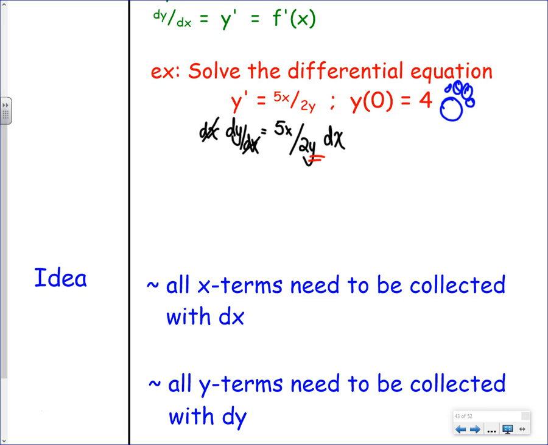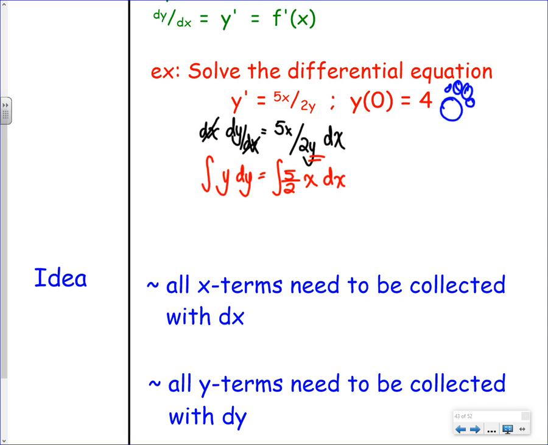I'm going to go ahead and move just the y. Doesn't mean that others of you that move the 2y will be wrong. My answer is just going to look a little different, because what's going to be left over here is going to be 5 halves x dx. Can anybody give me a reason as to why I might just move the y, not the 2 also?